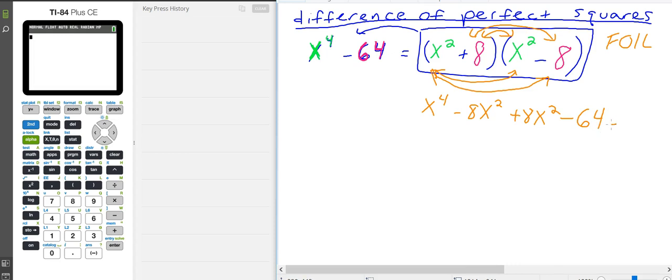Let's combine like terms. X to the fourth, there's no like term, but we have negative 8x squared plus 8x squared. These two cancel out. We're left with x to the fourth minus 64, which was our original equation, so the answer is correct. Let's try another example.